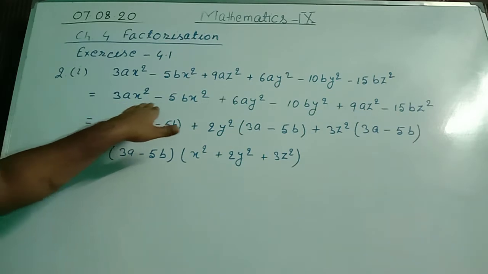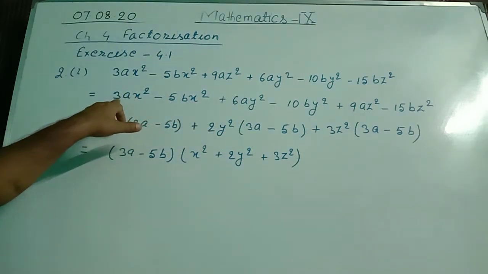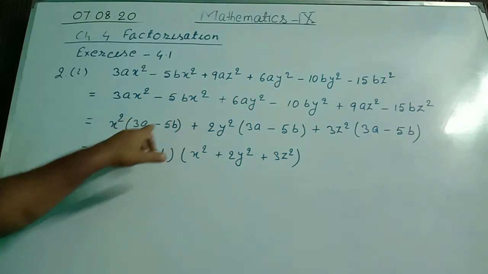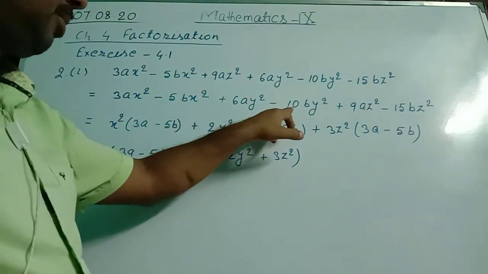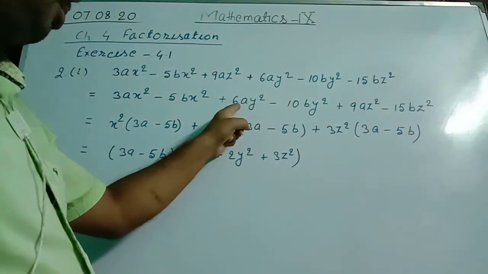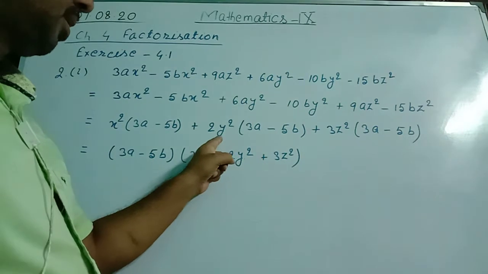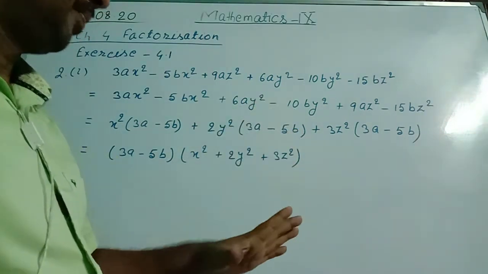From here what can you take common? You can take common x². So what is left? 3a − 5b I wrote. And what will you take common from here? 2y². So again 3a − 5b will be left. At this place 3a will come, minus at this place 5b will come.